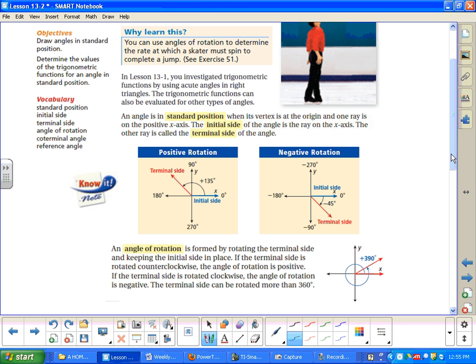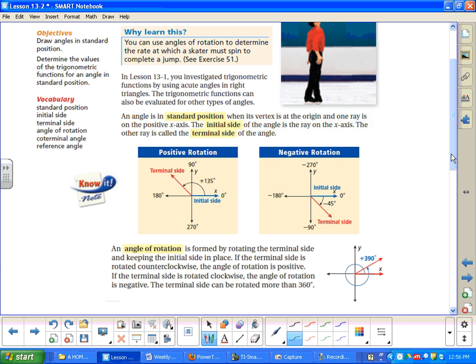It says an angle is in standard position when its vertex is at the origin and one ray is on the positive x-axis. So this is an example here of an angle in standard position. The positive x-axis is at 0 degrees. Okay, that's in standard position.